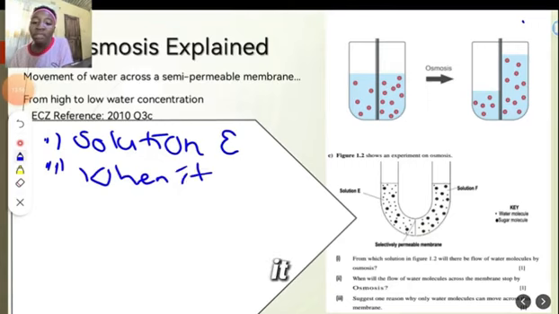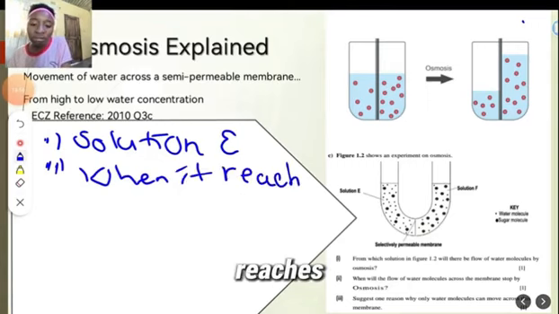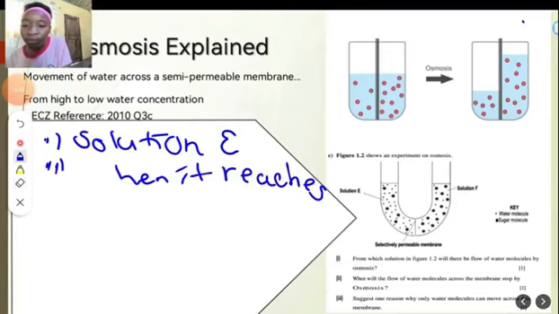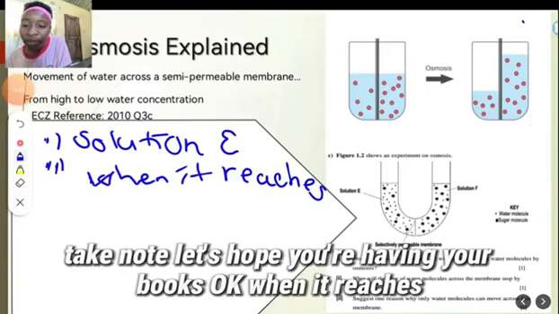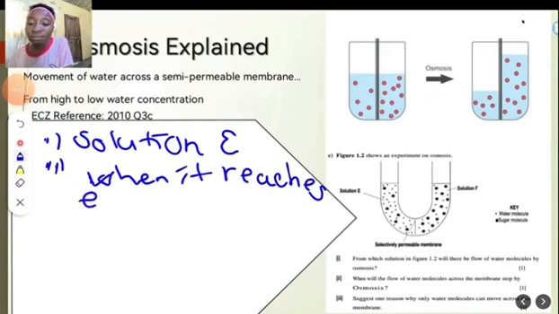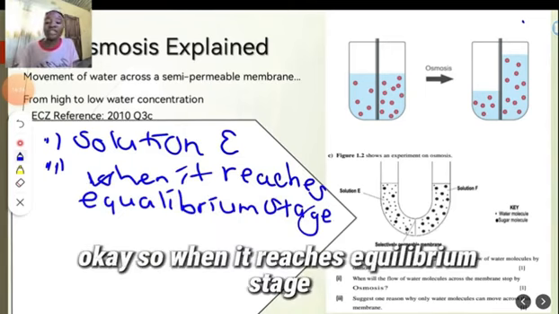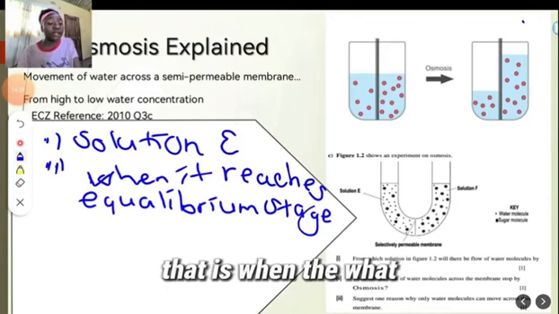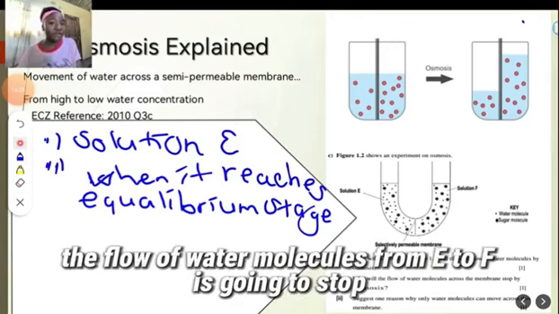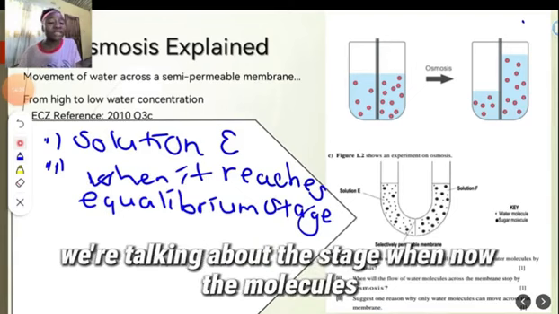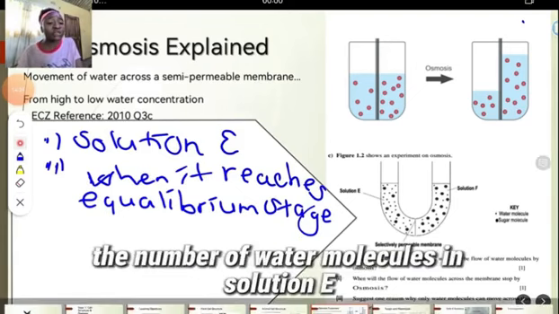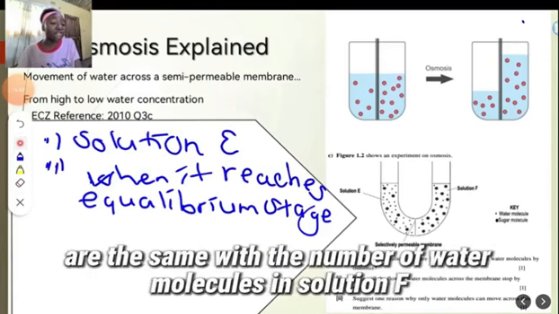When it reaches, okay, this is W, sorry. Take notes, let's hope you're having your books. Okay, when it reaches equilibrium stage. Okay, so when it reaches equilibrium stage, that is when the flow of water molecules from E to F is going to stop. When we talk about equilibrium, we're talking about the stage where now the number of water molecules in solution E are the same with the number of water molecules in solution F.